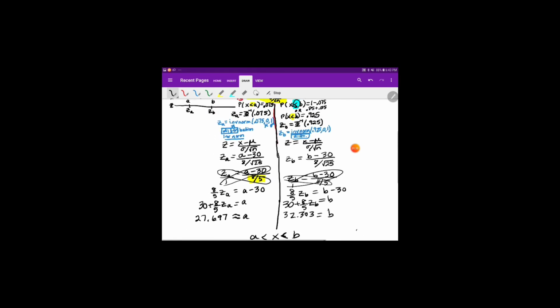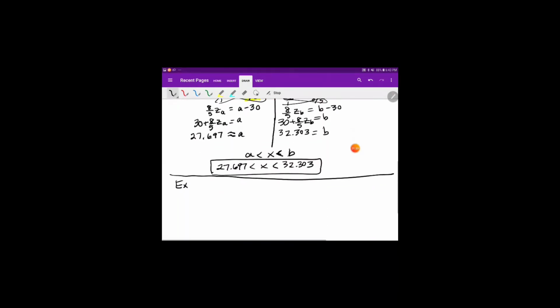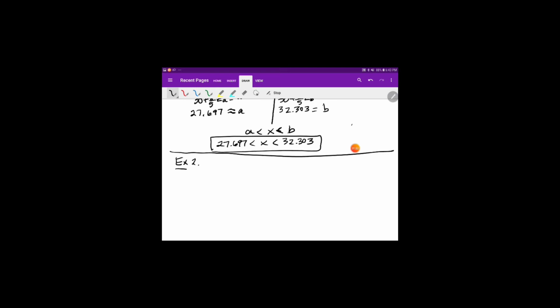Okay, so let's see. Did I call that one example 1? Okay, so this is example 2 of this video. Example 2 of this video does say find a confidence interval. Now it gives us a different letter. It gives us alpha. Okay, so alpha is 0.05. And then it says find a confidence interval.